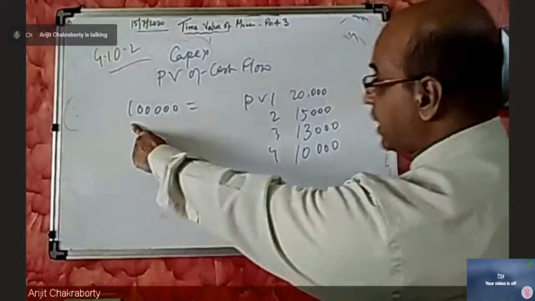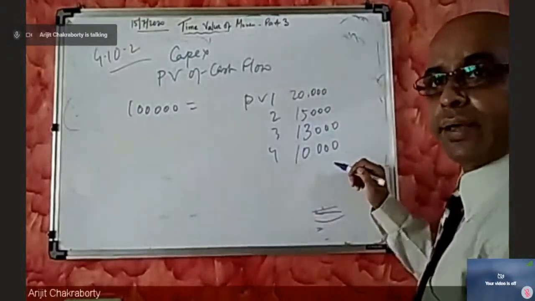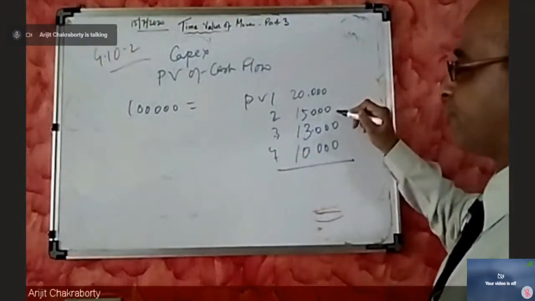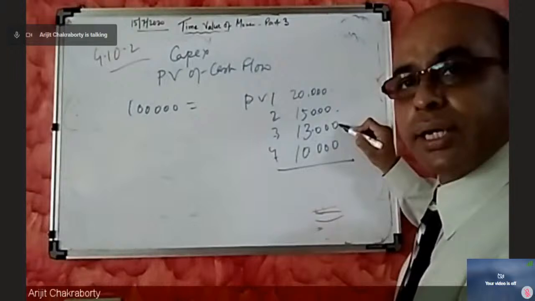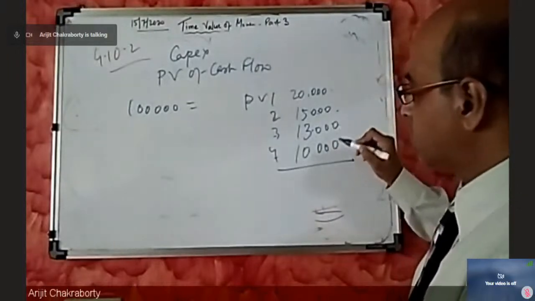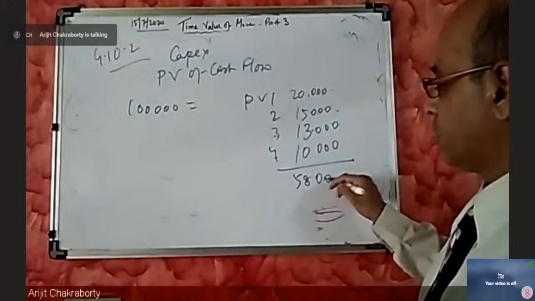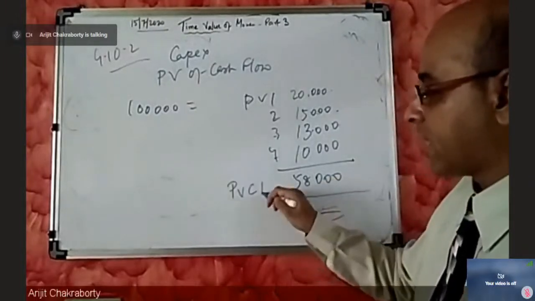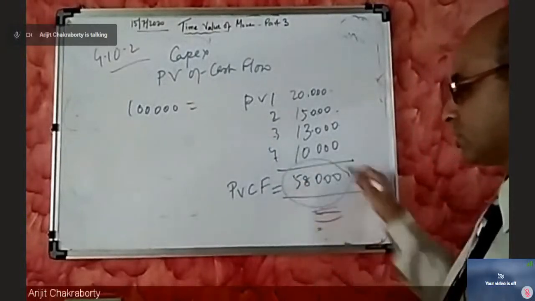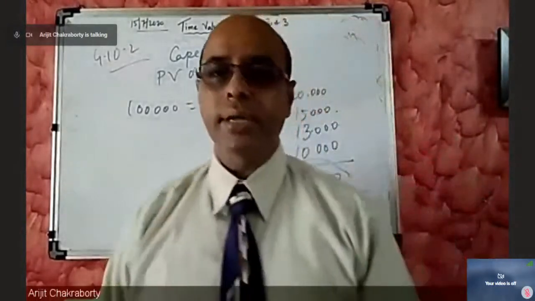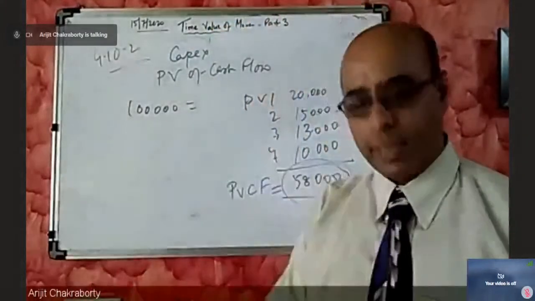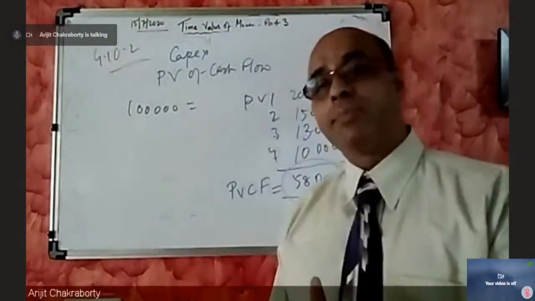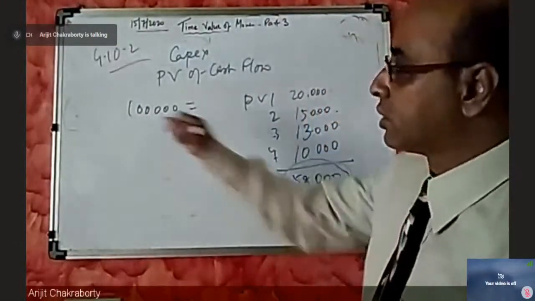If I purchase it at 1 lakh rupees and if this is the present value I am getting, first year this, second year this, third year this, fourth year this, let's add up. 20 plus 15, 35,000 plus 13, 48,000 plus 10, 58. So this is the present value of the cash flow. This is 58,000. Have I taken a right decision? What do you think? I spent 1 lakh for a machine, but the present value of the benefit I am getting is only 58,000. So decision is wrong.